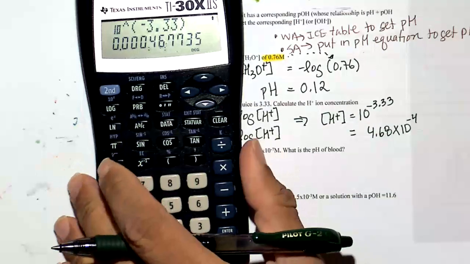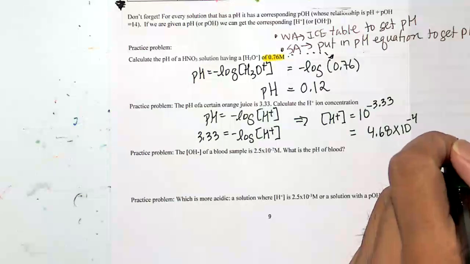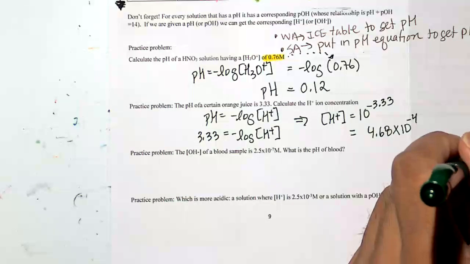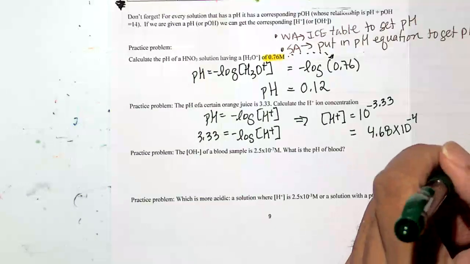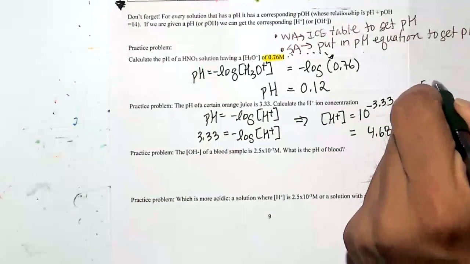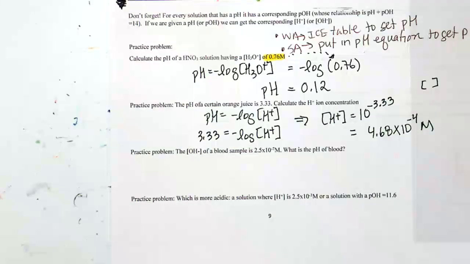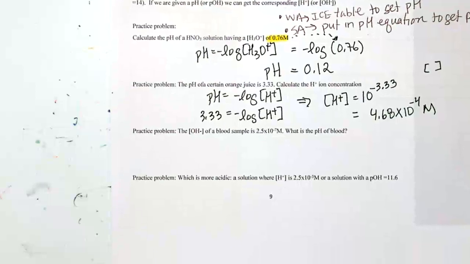Okay, what am I missing here? What's something that you need to put here? You'll need to put your units, and what are those units? What are the units of the brackets? Molar, moles over liter.